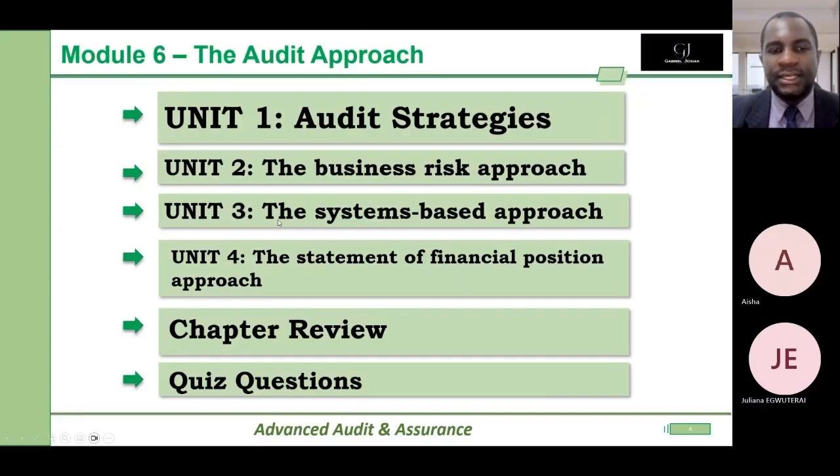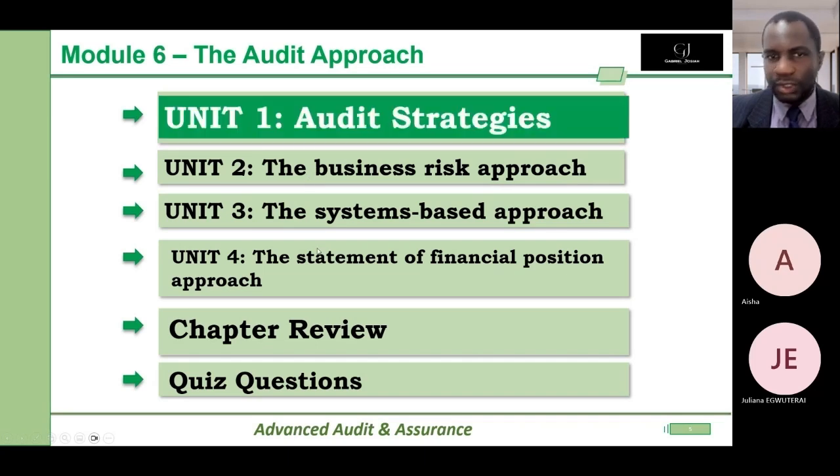Audit Approach, and the units we'll be looking at is Audit Strategies. Unit 2 will be looking at the Business Risk Approach. We'll be looking at System-Based Risk Approach, System-Based Approach, and also the SFP Approach. And those are the 4 units we'll be looking at briefly in this module, and we'll end up with our quiz. So let's begin with audit strategies.